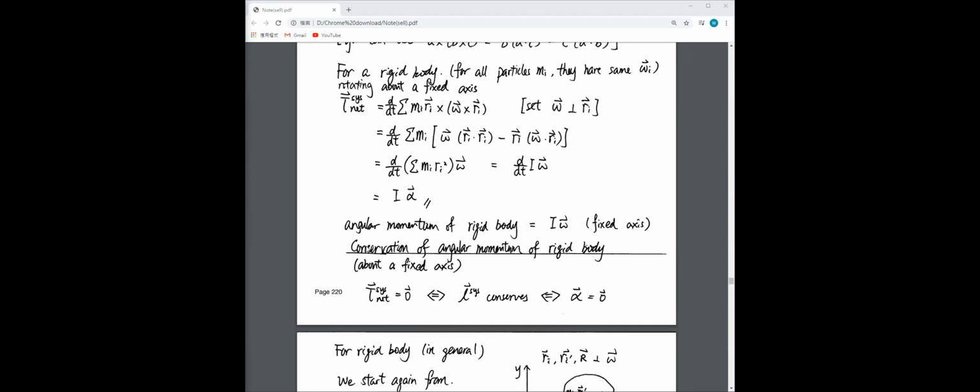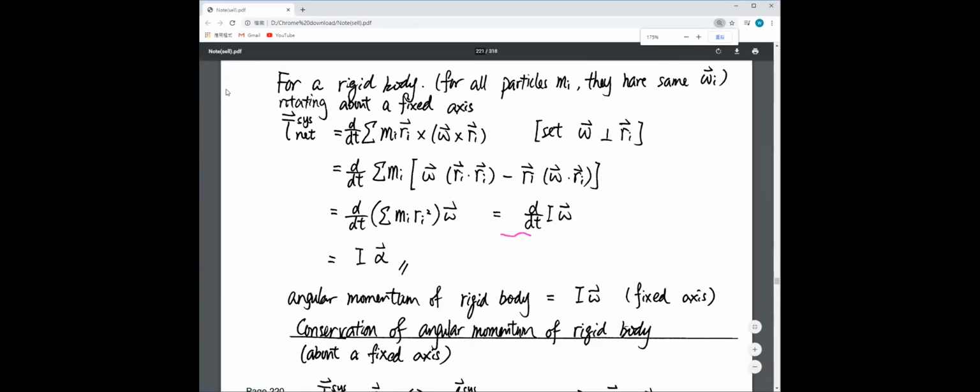Okay. So, for the angular momentum of a rigid body, we can define it as I omega. But this is only if the object is rotating about a fixed axis. Okay, so let's talk about what it means to rotate about a fixed axis. Let me give you one example.